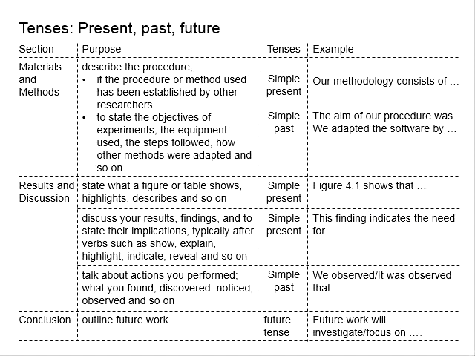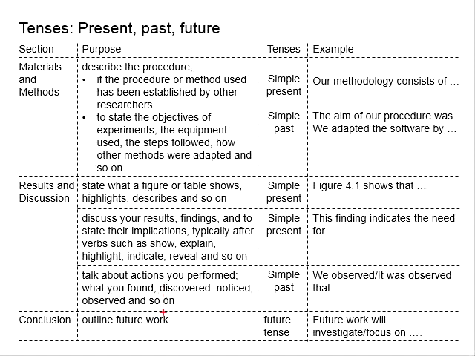Let's say now you want to talk about the actions you performed, what you found, discovered, noticed, observed, and so on. That means you are expressing something that you have done during your research study, which actually happened in the past. Therefore, you will use the simple past tense. We observed, it was observed that. And then we look at the conclusions.